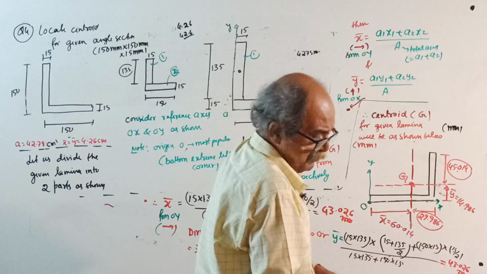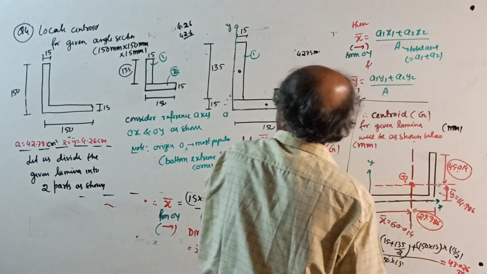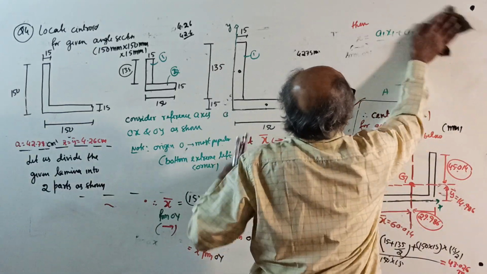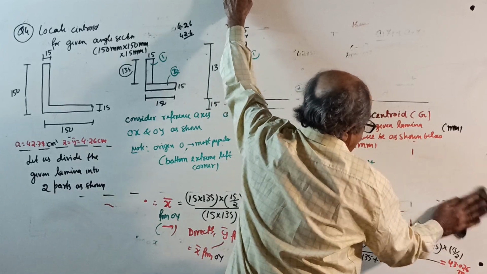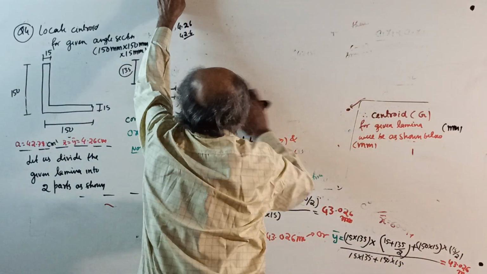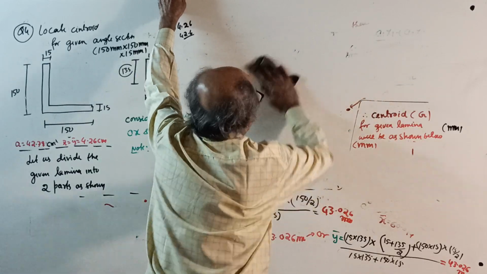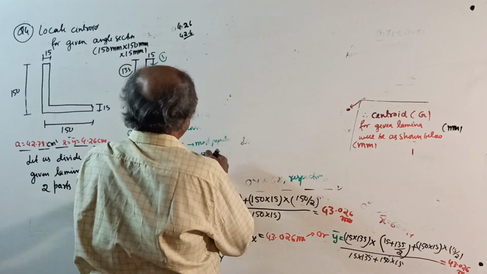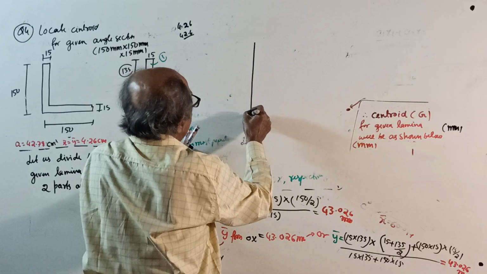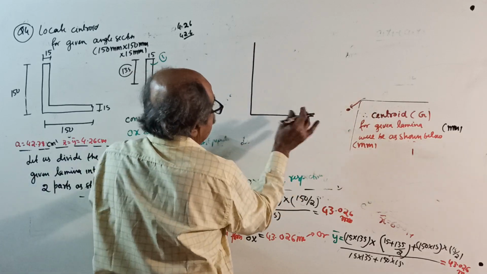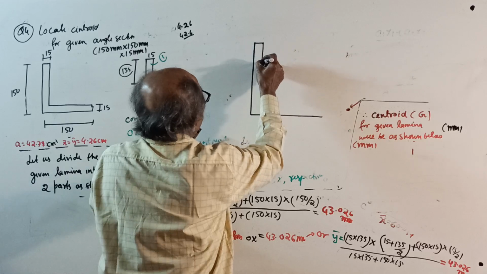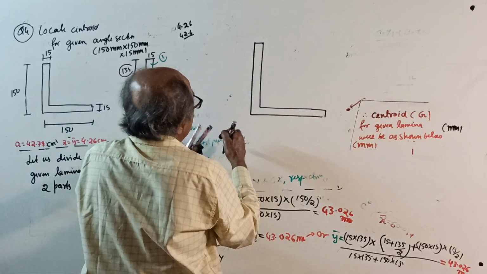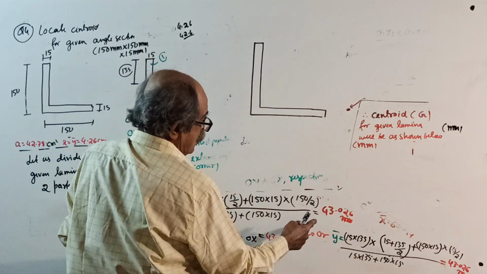Okay, now the last step of presentation. I'll do one thing now. This time the space problem is not there, I can rub whatever I want. Nothing is required because all dimensions are in millimeter. Therefore, centroid G for the given angle will be as shown below: 150, 150, thickness 15, thickness 15. Both are equal thickness. Now see, from here, x bar, we got 43.